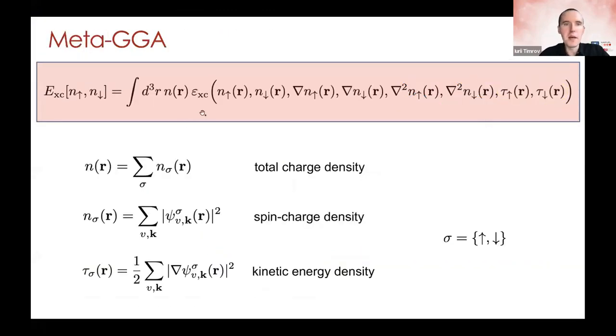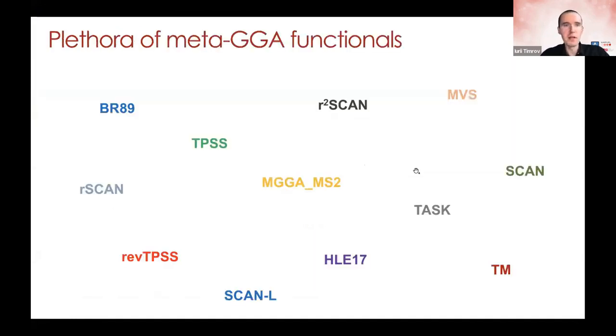Yeah, so the energy density epsilon can depend on many quantities, like the up and down components of the spin charge density, the gradient of the up and down components, the Laplacian, and also the kinetic energy density, tau spin up and tau spin down. So this is the most general expression. There is a plethora of meta-GGA functionals. Here I show some of them, like BR89, TPSS, also the popular ones, SCAN, rSCAN, r2SCAN, etc. So really many.